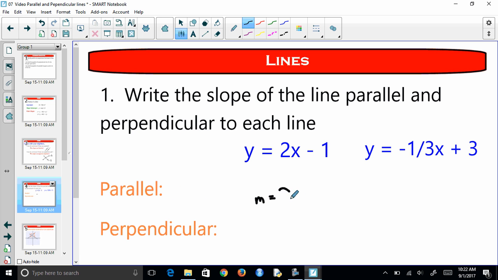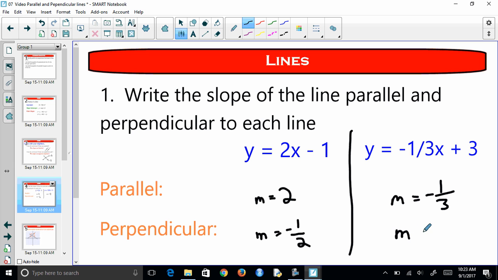So now if we have two lines, y equals 2x minus 1, the slope that's parallel to that would be slope equals 2. Now if it's going to be perpendicular, 2 is just the same as 2 over 1. So the perpendicular slope would be negative, because that's positive, it has to be negative. 1 over 2 would be the perpendicular slope. For this line over here, y equals negative 1/3 x plus 3, the slope that's parallel to it is just going to be negative 1/3. The slope that's going to be perpendicular, since that's negative, this has to be positive. The reciprocal of 1 over 3 is 3 over 1, which is just 3.